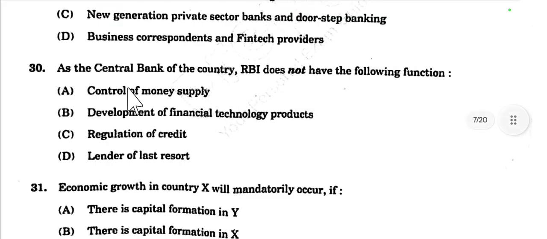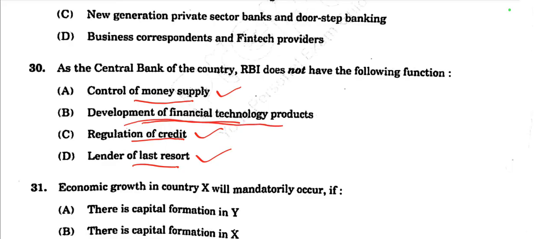Then question number 30: the central bank of the country, RBI, doesn't have the following function. Which is not a function of RBI? Control of money supply, yes, this is a function of RBI. Regulation of credit, yes, this is a function. Lender of last resort, yes, this is a function of RBI. But option B is not a function of RBI: development of financial technology product. So option B is the right choice here.